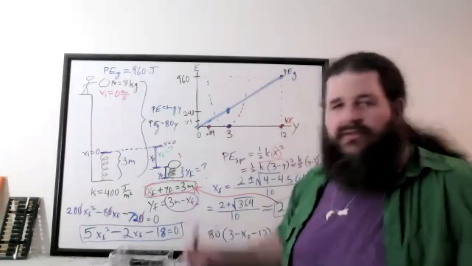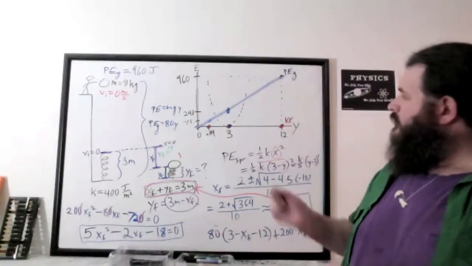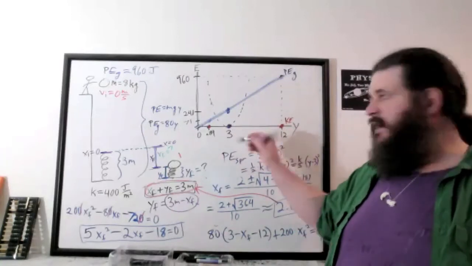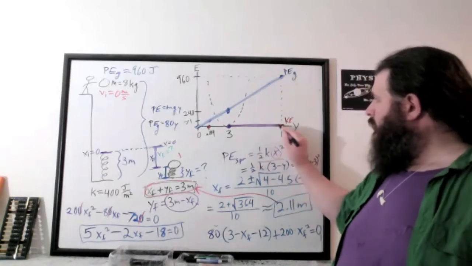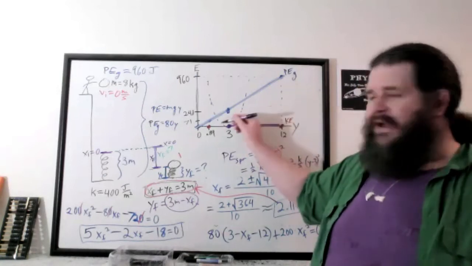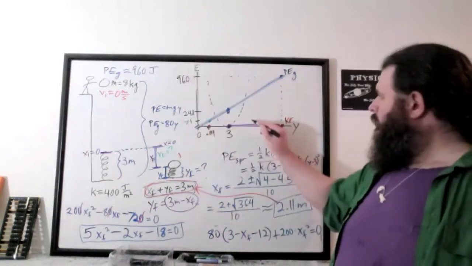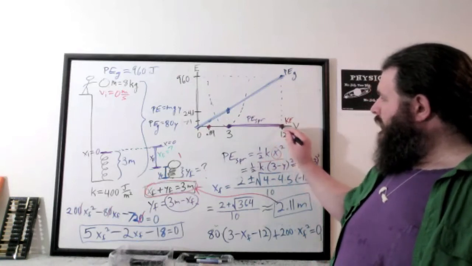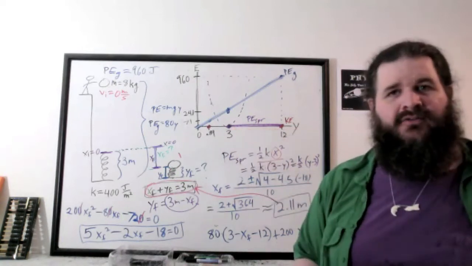But these are some very useful values to use because we can now also fill in the potential energy of the spring graph. Before the ball hits the spring, the spring is not stretched out yet. So the spring's potential energy is 0 until the ball actually hits it. Then it starts curving upwards. Since the ball hasn't hit the spring yet, the spring has 0 potential energy until the ball actually reaches 3 meters and hits the spring.